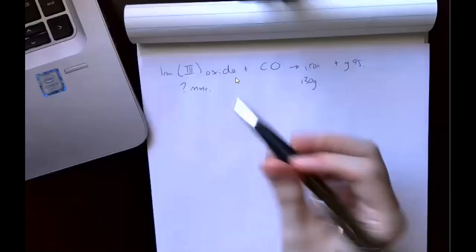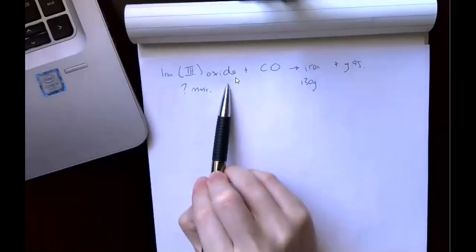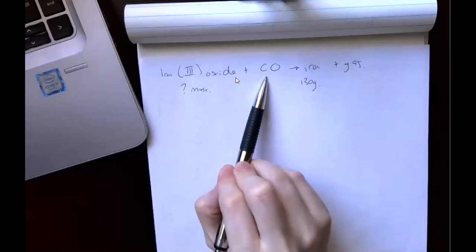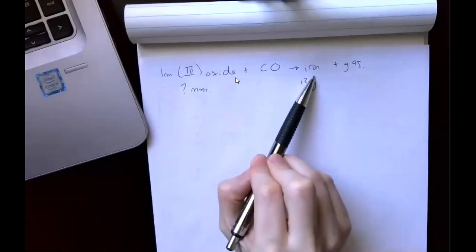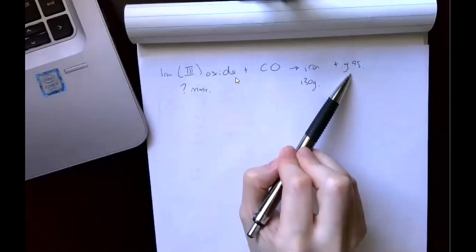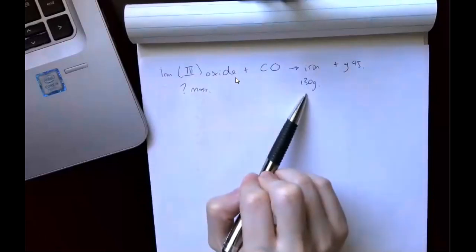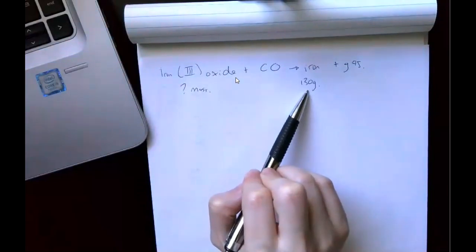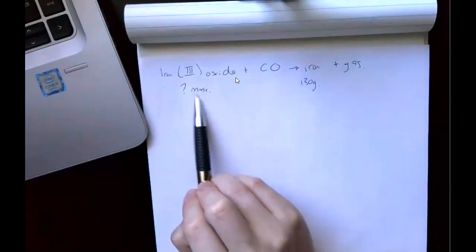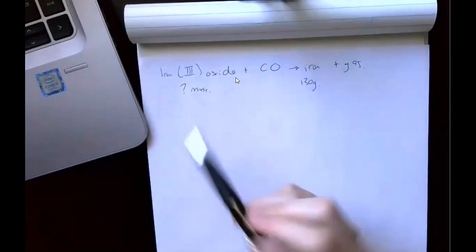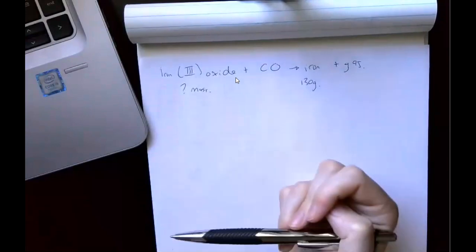Okay, so for this one, we were told that we have iron 3 oxide reacting with carbon monoxide to produce solid iron and some type of gas byproduct. We were also told that we're going to be producing 130 grams of iron, and it wants to know what mass of iron 3 oxide we need to use in order to do that.